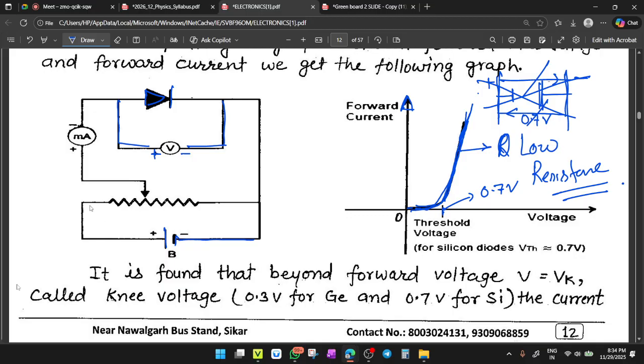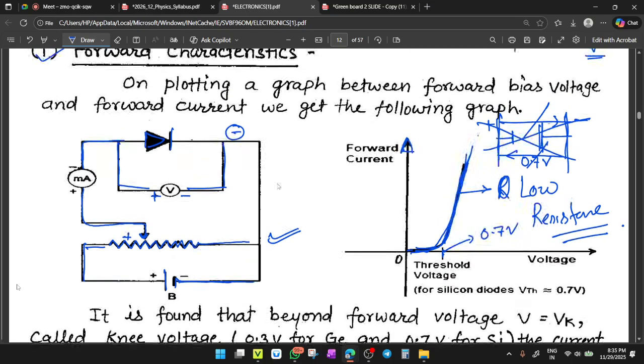From a battery, you have to take a rheostat, so as to change the applied voltage: 0 volt, 1 volt, 2 volt, 3 volt, 4 volt, likewise. From this terminal, this behaves as negative and this behaves as positive. You take this amount of voltage, which will pass through a milliammeter in a series circuit. So this is the completion of the circuit now.